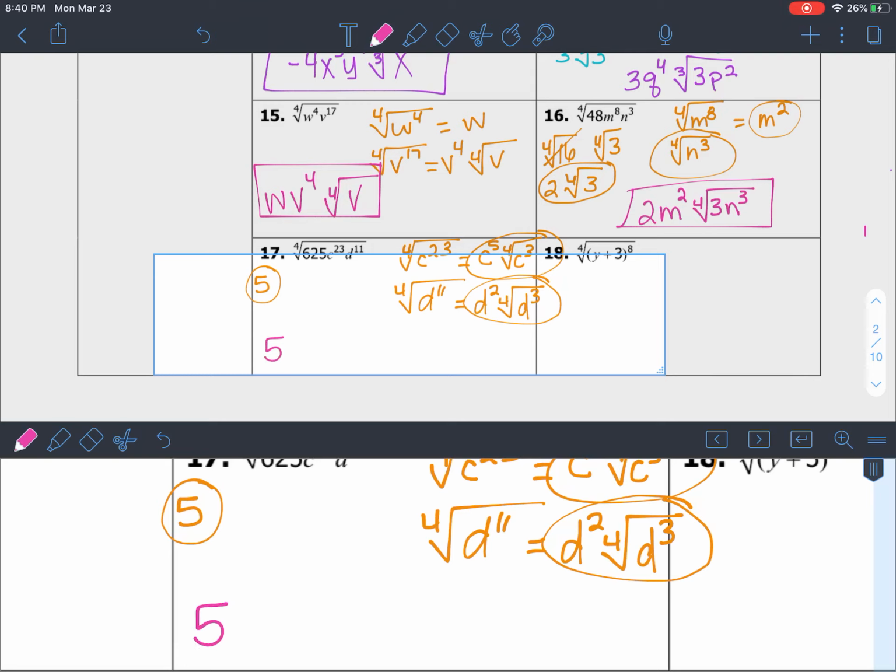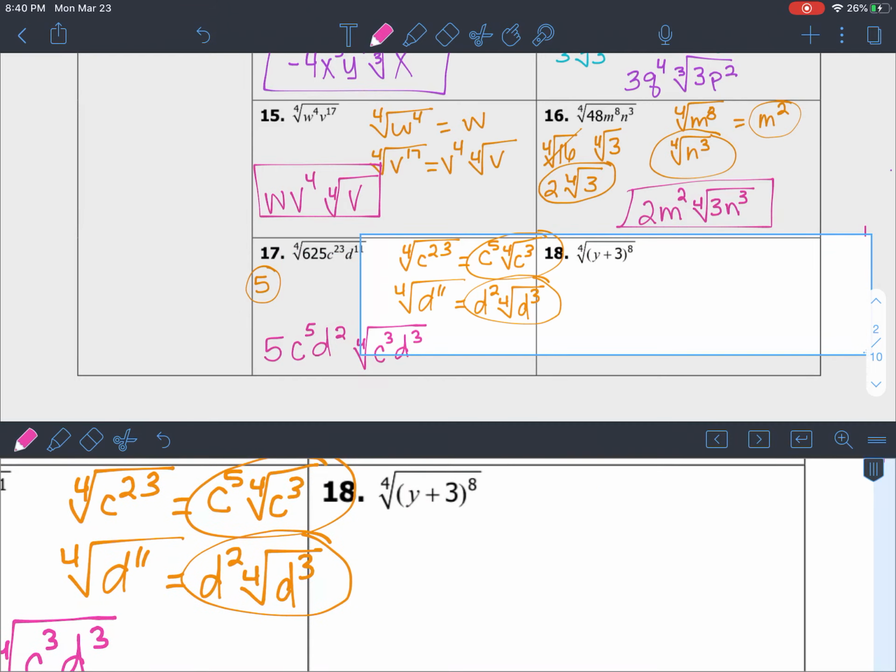So when I write my final answer, I write all my outside stuff first. So my number is 5. My first variable is c to the 5th. Second is d squared. And then underneath of my fourth root, I have c cubed, d cubed.